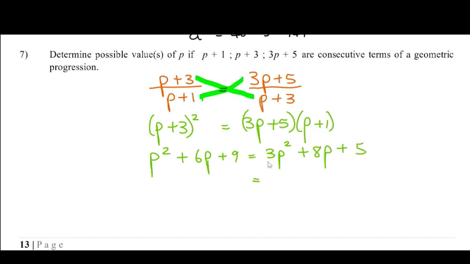Okay, this is a quadratic equation. Let's subtract everything from the left-hand side. So we're going to subtract p squared from both sides, and we get 2p squared. We're going to subtract 6p from both sides, and we get 2p. And we're going to subtract 9 from both sides, and we get minus 4.